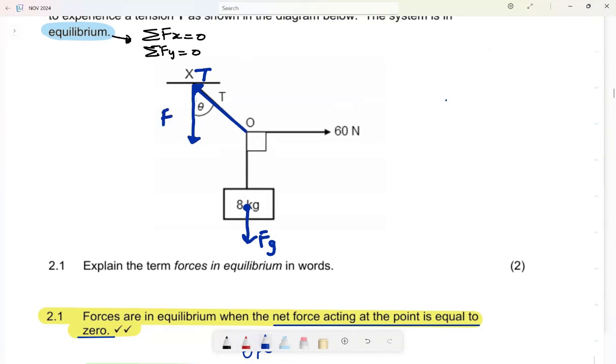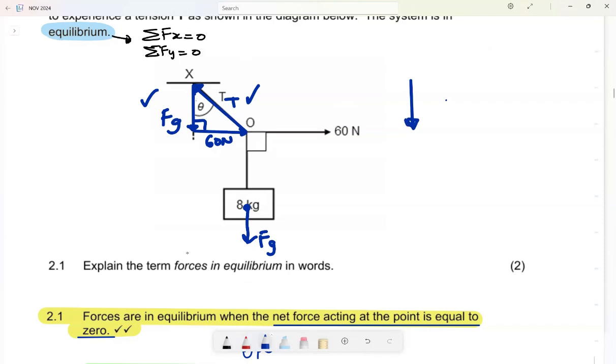This is what we refer to as FG. Let me say this is tension. And then you can now connect the dots. I'm done with the tension, I'm done with the FG. I'm now left with the 60 newtons, so I just complete this part to be 60 newtons. And can you see this is 90 degrees now?